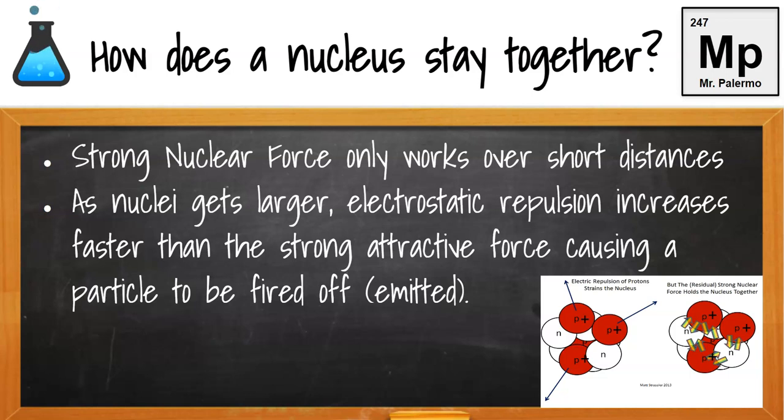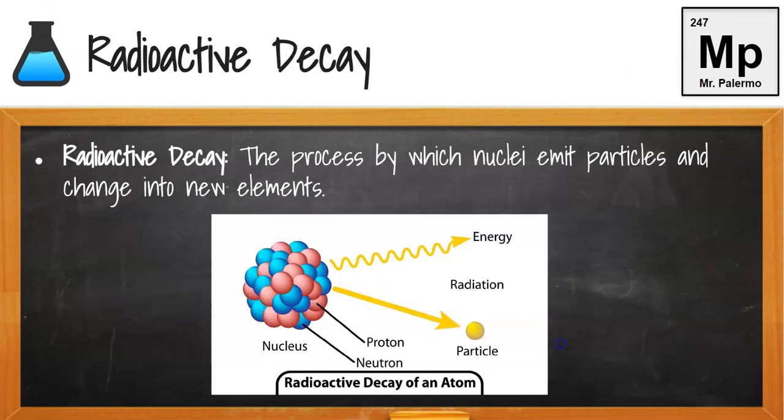So as the nucleus gets larger, with an increasing number of protons and neutrons for larger atoms, the electrostatic repulsion between the protons increases faster than the strong attractive force holding them together. And so some particles get fired off or shot out, or we can say emitted. The process by which a nucleus emits these particles and changes into new elements is called radioactive decay.